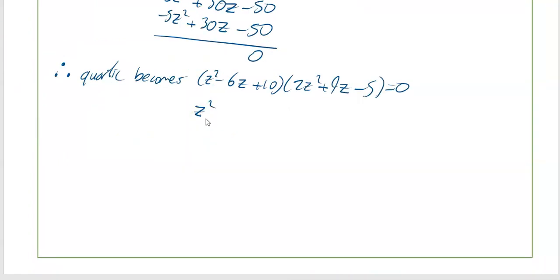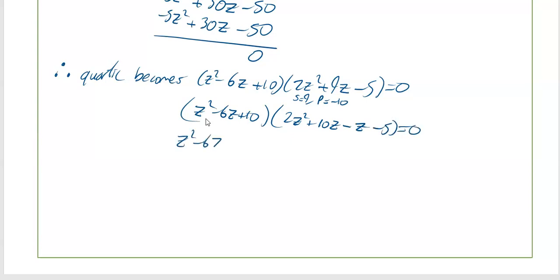Okay, so I'm just going to write down the first bracket again. And the second one then we can factorize. My sum is equal to 9. My product is equal to minus 10. So my two numbers are going to be 10 and minus 1. So minus z minus 5. And I'm just going to go through and factorize this. So I'm just going to show all my working out here.